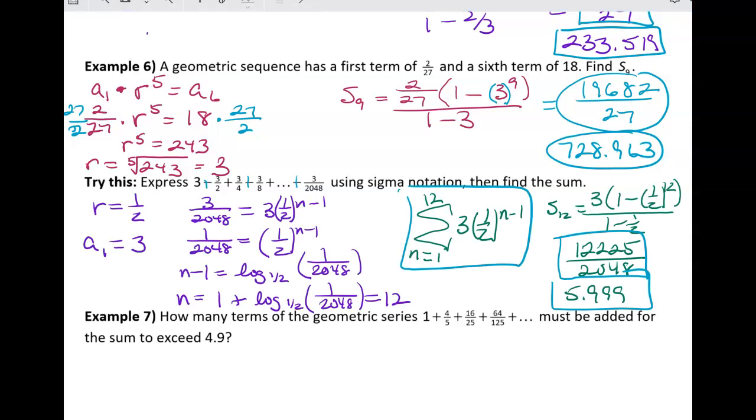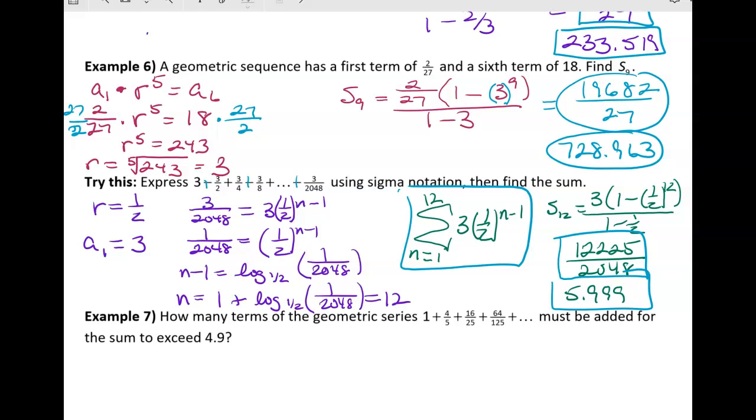All right, for this one we should have found that there are 12 terms by setting the last term 3 over 2048 equal to the general formula 3 times 1/2 raised to the n minus 1 power for the nth term. And there we get our sigma notation, and using the sum formula you can either have a fractional value or you can just use a decimal value if that's easier for you.